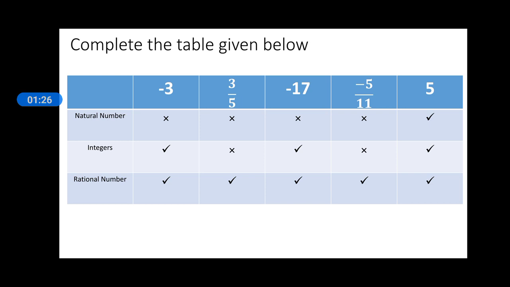3 upon 5. It's not a natural number, neither an integer, but it's a rational number. Minus 17. It's not a natural number. It's an integer as well as a rational number. Minus 5 upon 15. It's not a natural number nor an integer, but it's a rational number. In the case of 5, it is a natural number, an integer, and a rational number.